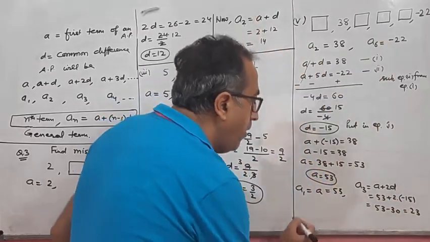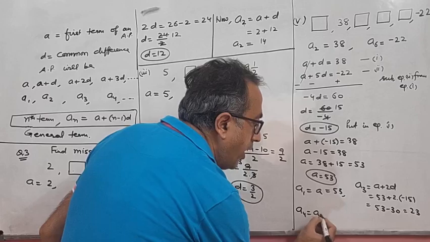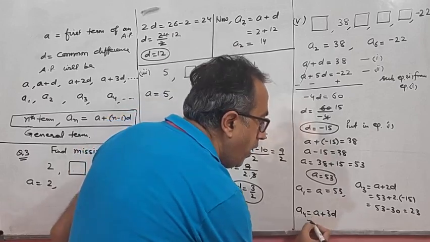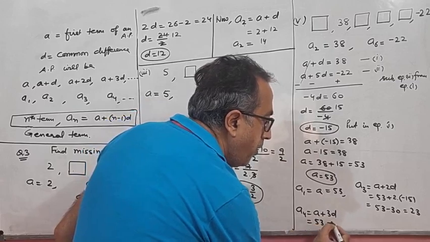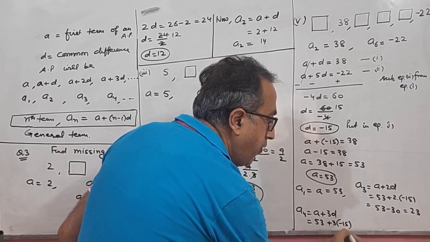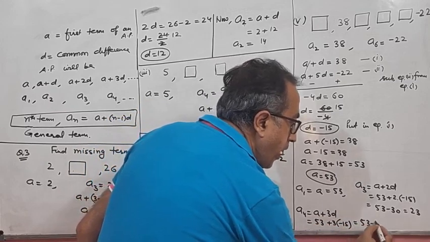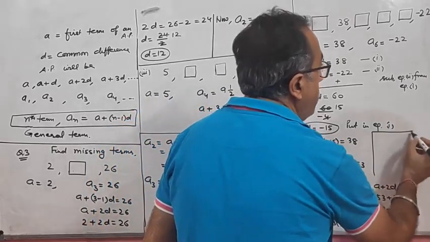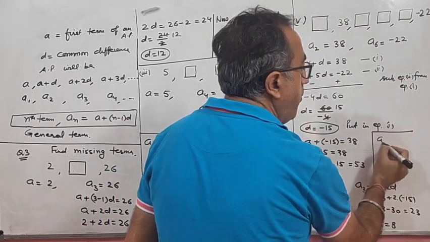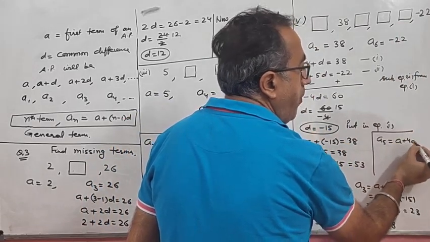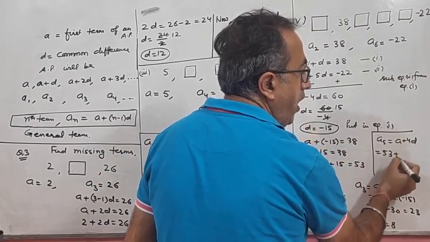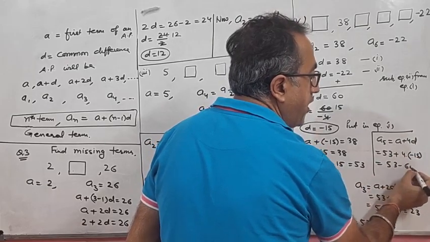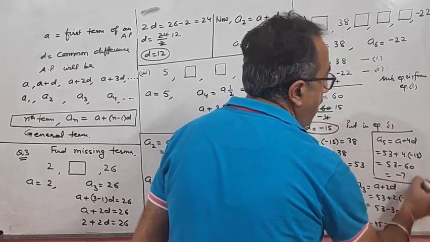The fourth term is missing. The fourth term formula is A plus 3D. A is 53 plus 3 into D, which is minus 15, so 53 minus 45, it is 8. And one more term, the fifth term, is A plus 4D. A is 53, D is minus 15, so 53 minus 60, it is minus 7.